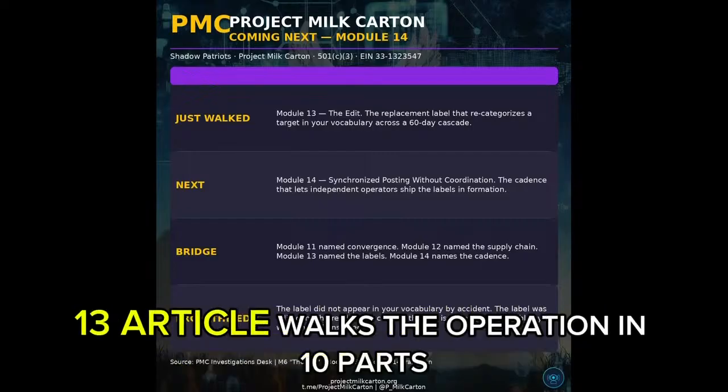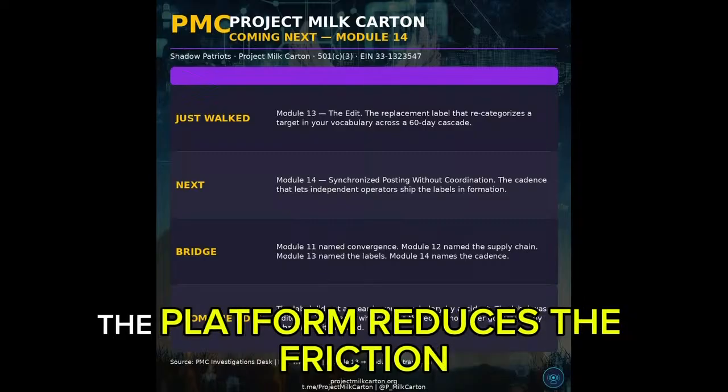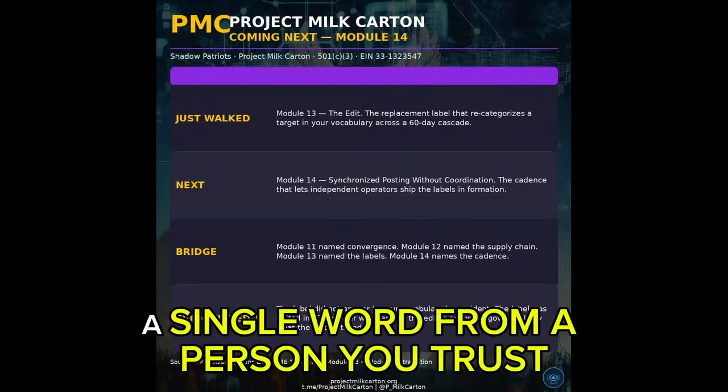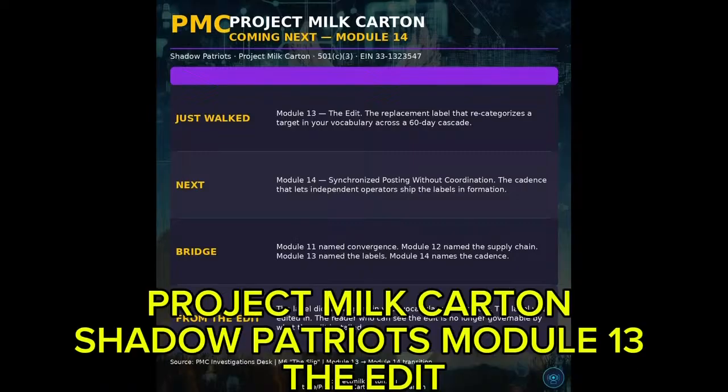The full Module 13 article walks the operation in 10 parts. The technique is older than the platform. The platform reduced the friction. The architecture stays. A single Sunday afternoon. A single word from a person you trust. 60 days of cascade upstream of that moment. You just walk the operation. Project Milk Carton. Shadow Patriots. Module 13. The edit.